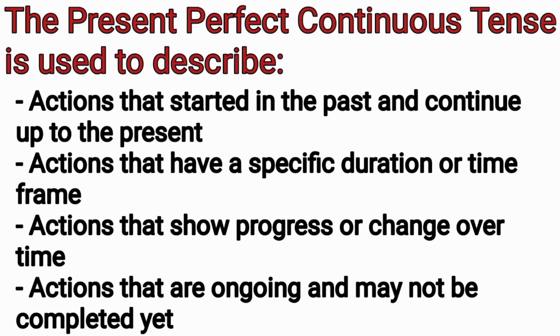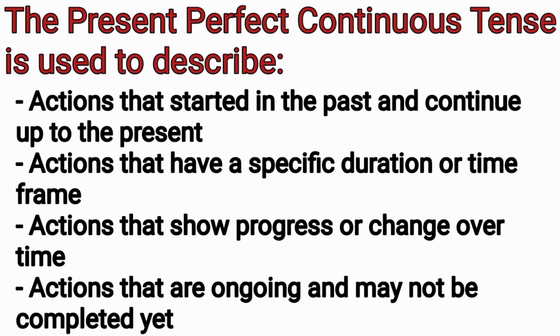Next we have actions that are ongoing and may not be completed yet. It means the action started in the past but it is still not completed up to now. You can say the action started in the past, and it might continue or might not continue.